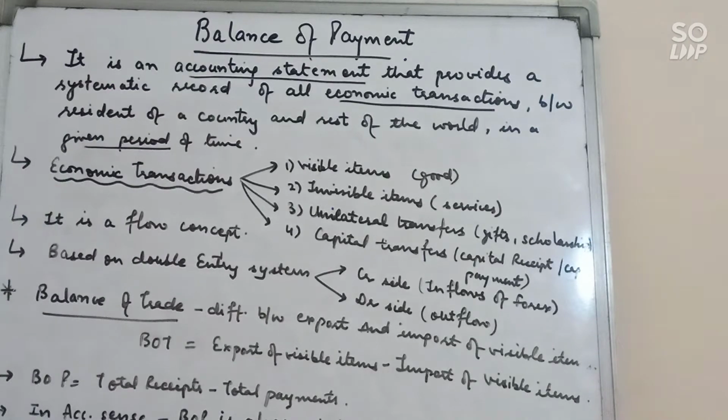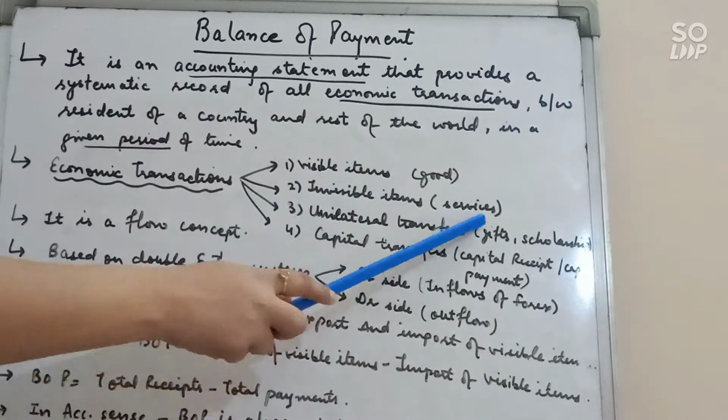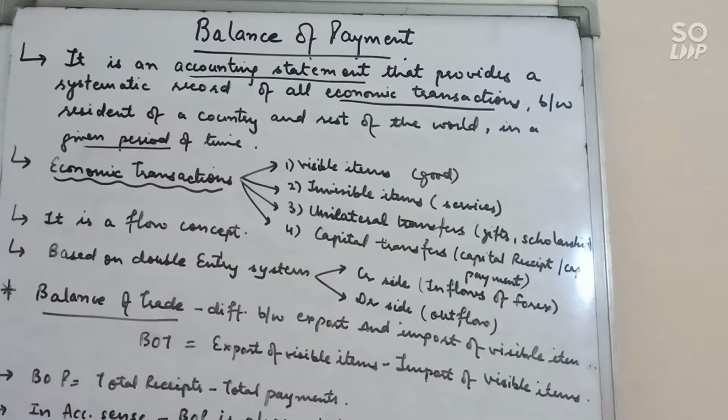Now next, there is one more term, that is BOT, balance of trade. Balance of trade means the difference between import and export of visible items. When we take the difference between import and export of visible items only, that is goods only, that is known as balance of trade. It means we will not take the other transactions like services, unilateral transfers and capital receipts. So the BOT is a narrower concept than the BOP, or we can say that it is a part of BOP. Clear? So the formula of BOP is total receipts and total payments.